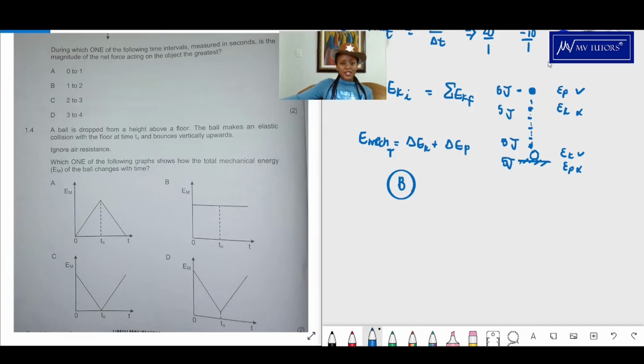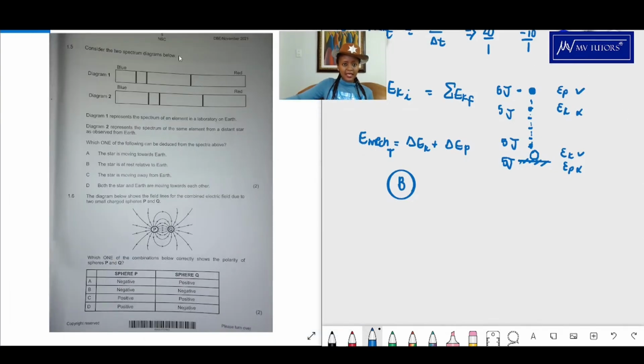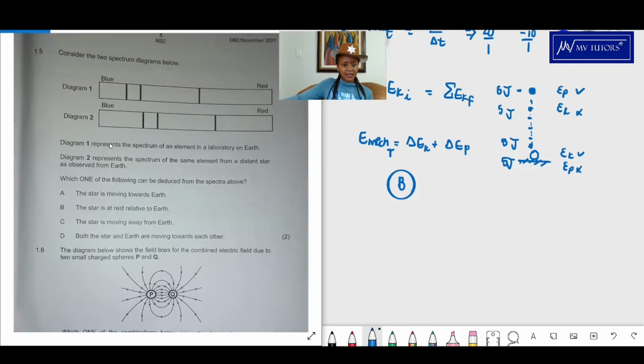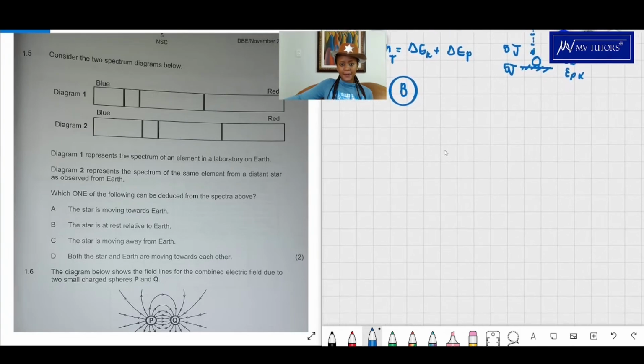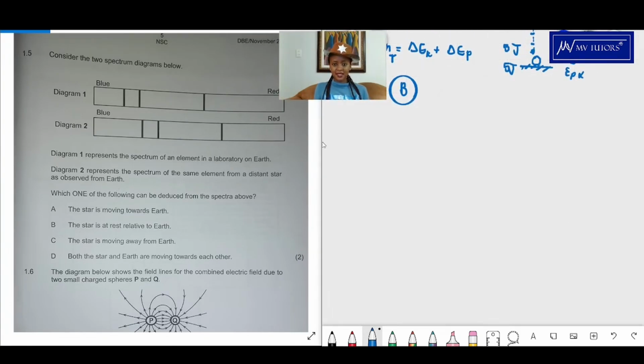Now we go to question 1.5. Okay, let us just zoom in. Okay, so consider the 2 spectrum diagrams below. We have diagram 1 and we have diagram 2. Diagram 1 represents the spectrum of an element in a lab on Earth. So that's basically your reference point, okay? And then diagram 2 represents the spectrum of the same element from a distant star as observed from Earth.